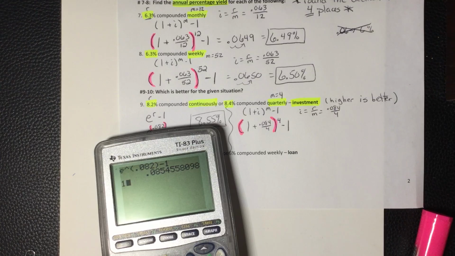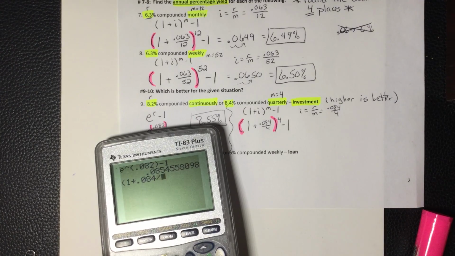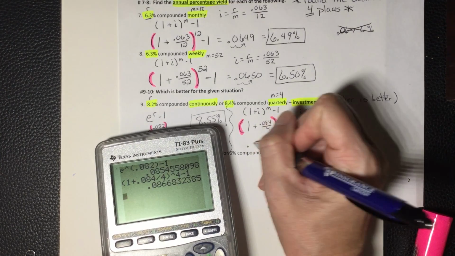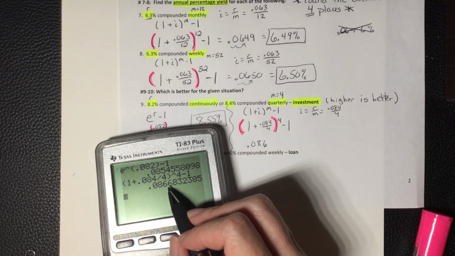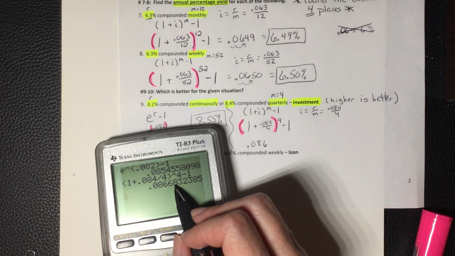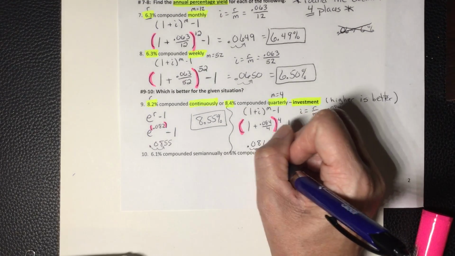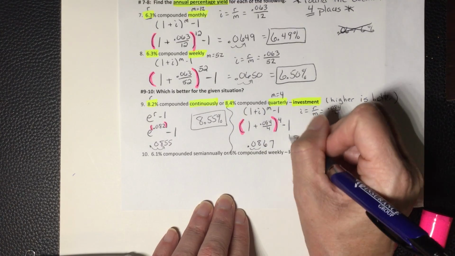All right, so open your parentheses. 1 plus 0.084 divided by 4 raised to the 4th power minus 1. All right, again, we want 4 decimal places, so 0.086. When I get to the last decimal place, it's a 6, but the number next to it's an 8, so I'm going to round that up. All right, 2 places to the right, and I get 8.67%.